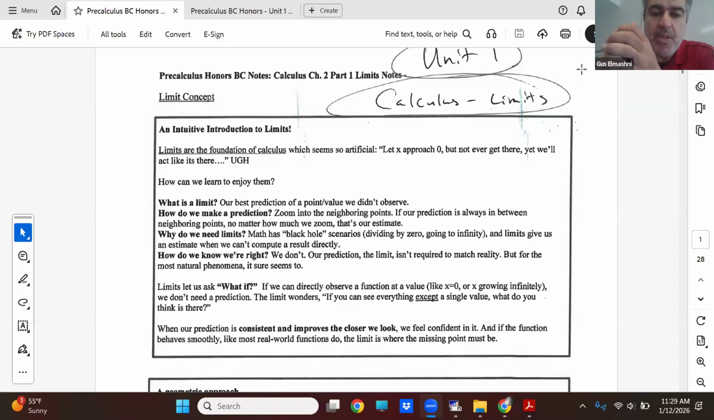So what is a limit? Our best prediction of a point value that we don't observe, that we see getting closer, like a hole or an asymptote. How do we make a prediction? Usually zoom into neighboring points. In Desmos, we'll actually use Desmos as well, or plug in numbers close to the limit. You could do that as well.